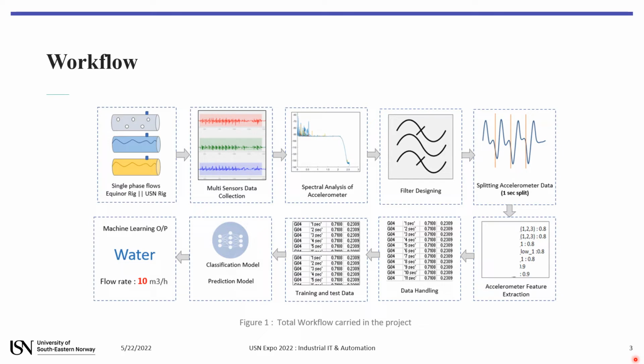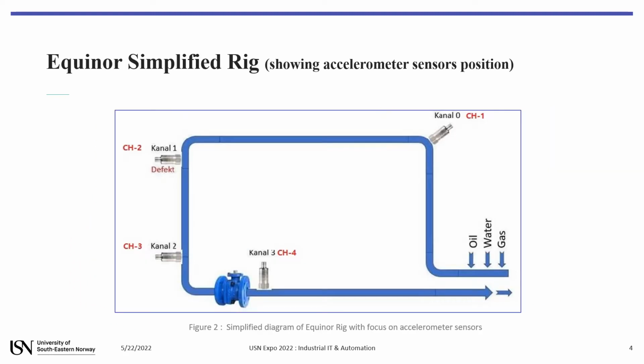This is the workflow which is carried out in this thesis. The single phase flow experiments are performed on the Equinor rig and the USN rig, followed by data collection, spectral analysis, and all these steps. The positions of the three accelerometer sensors used in this thesis are this one, and this one.